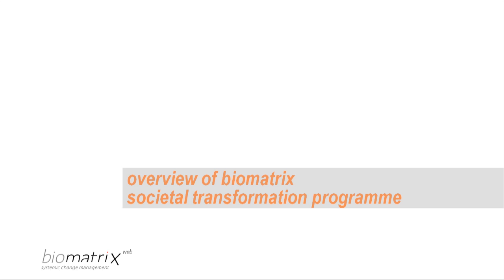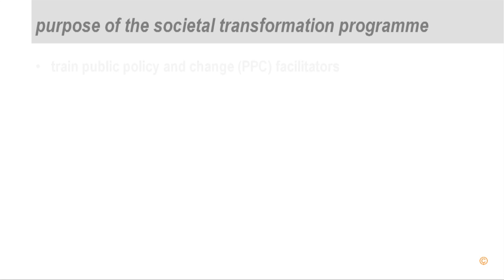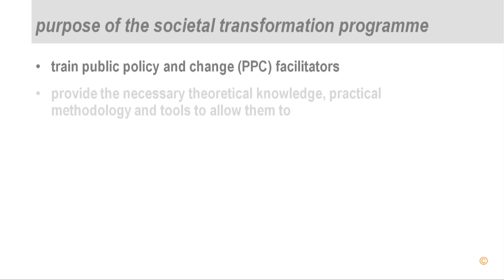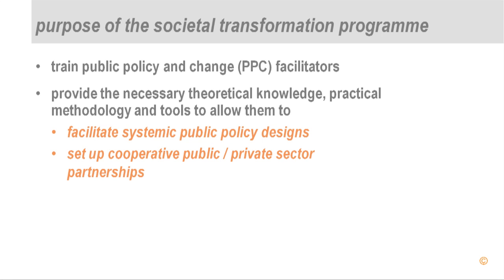How does the Biomatrix Societal Transformation Program work? The purpose of the program is training public policy and change facilitators. We provide them with the necessary theoretical and practical methodology and tools that allow them to facilitate systemic public policy designs or strategy designs, and also to set up cooperative public-private sector partnerships in a systemic manner.